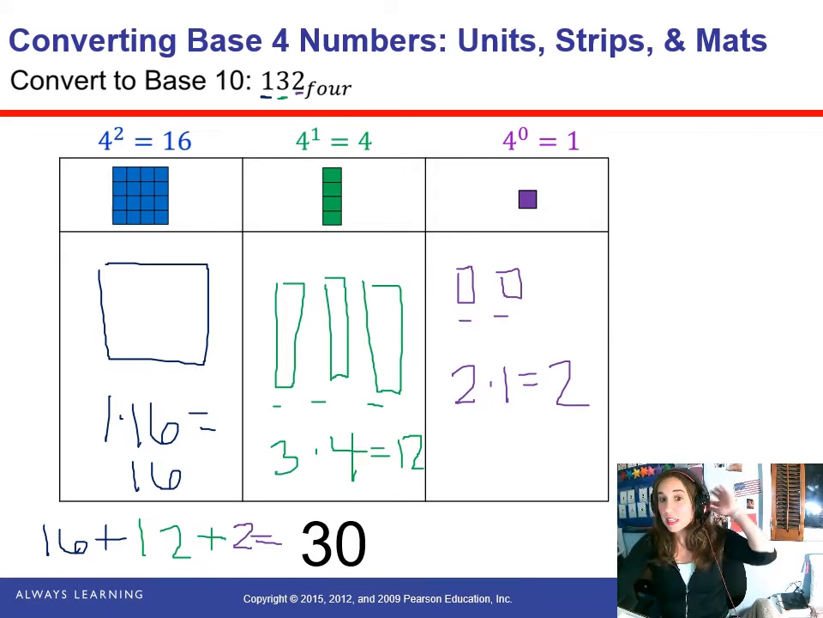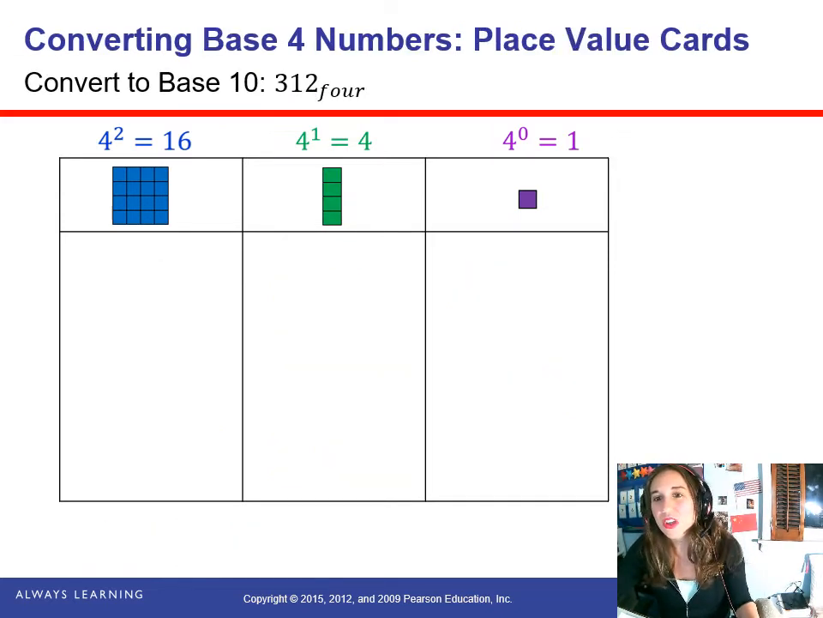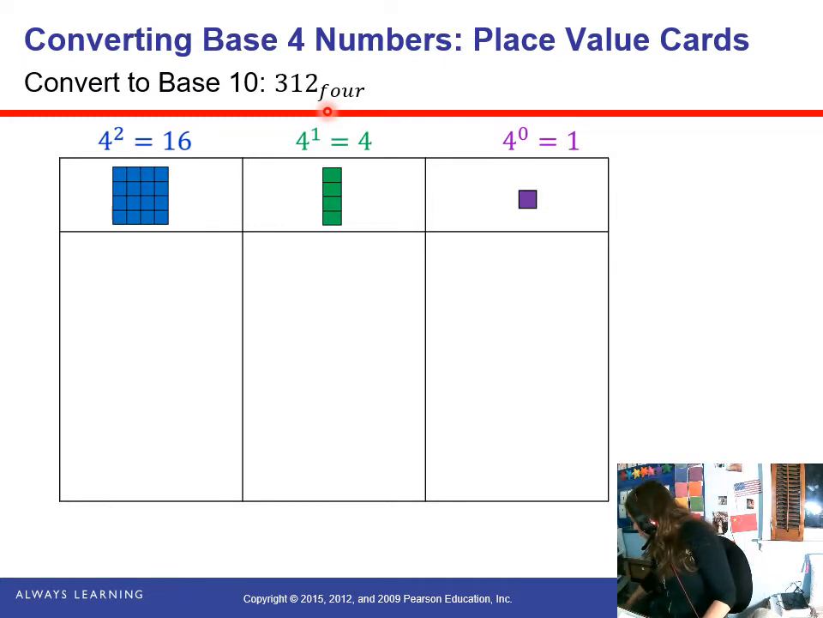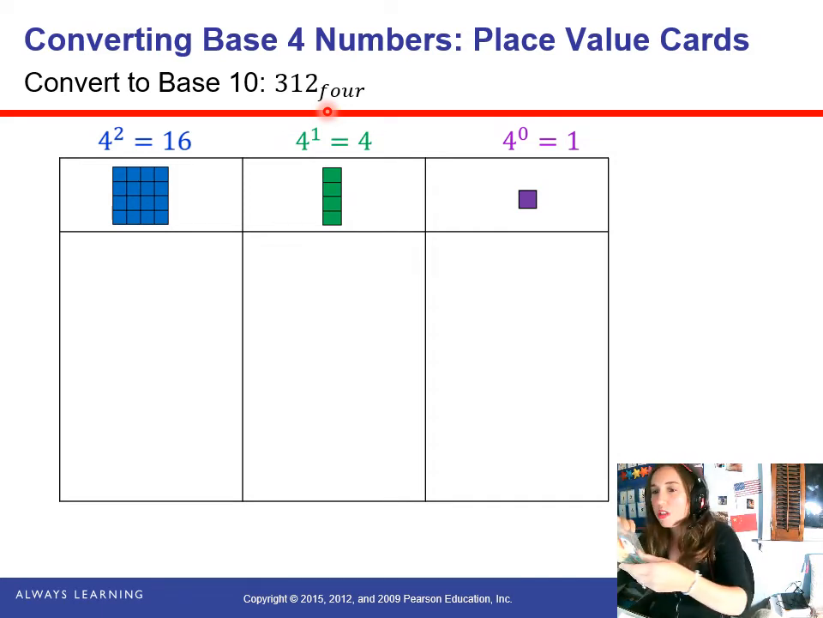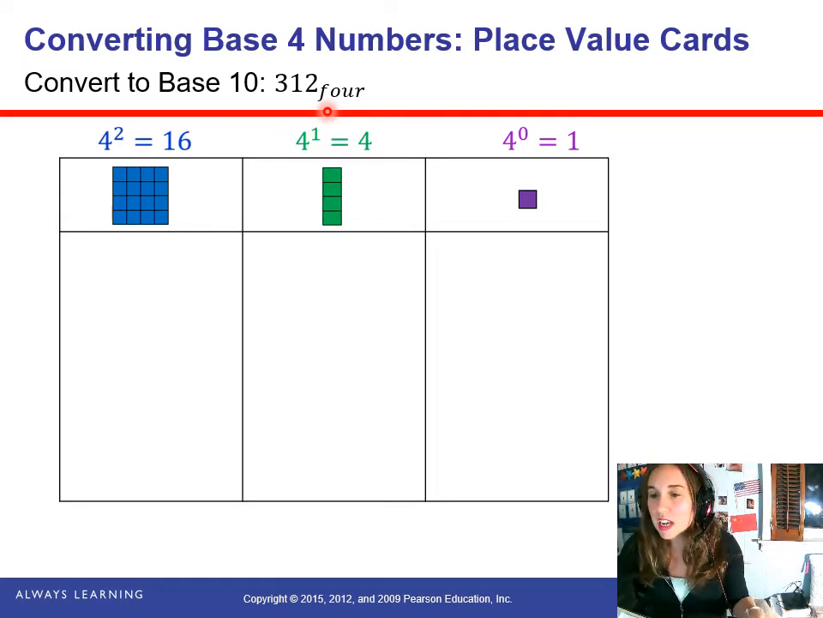Okay, so now let's look at another example of how we could use our place value cards to do the same thing. Okay, so here I'm going to convert 312 base 4 to base 10. So what's 312 in base 4? We already did this, but again, we're going to do it using place value cards this time. And with place value cards, you can use any small manipulative. I'm going to draw it out, but last time I used these small little circles. You guys remember those? So this is how I could do the exact same thing just by drawing it out on paper. So it's the same exact thing.